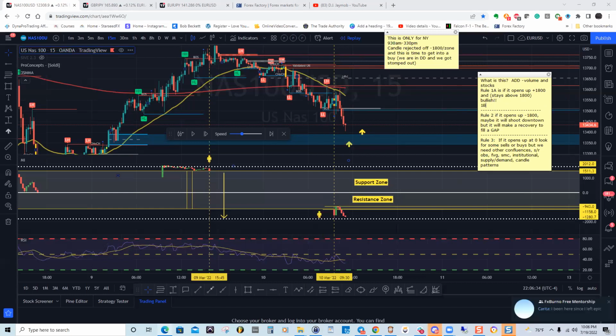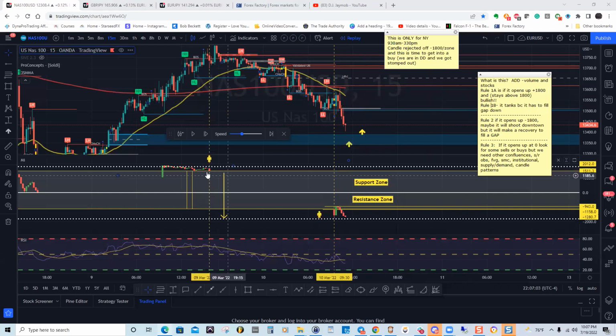1B is what? It tanks, because it has to fill a down gap, right? What I call a down gap or gap down. That make sense? Yeah. So you got two rules for this. You got rule 1A, which we saw today, right? It was above 1800, stayed. This one's different, right? It's in the basement, but it could tank.